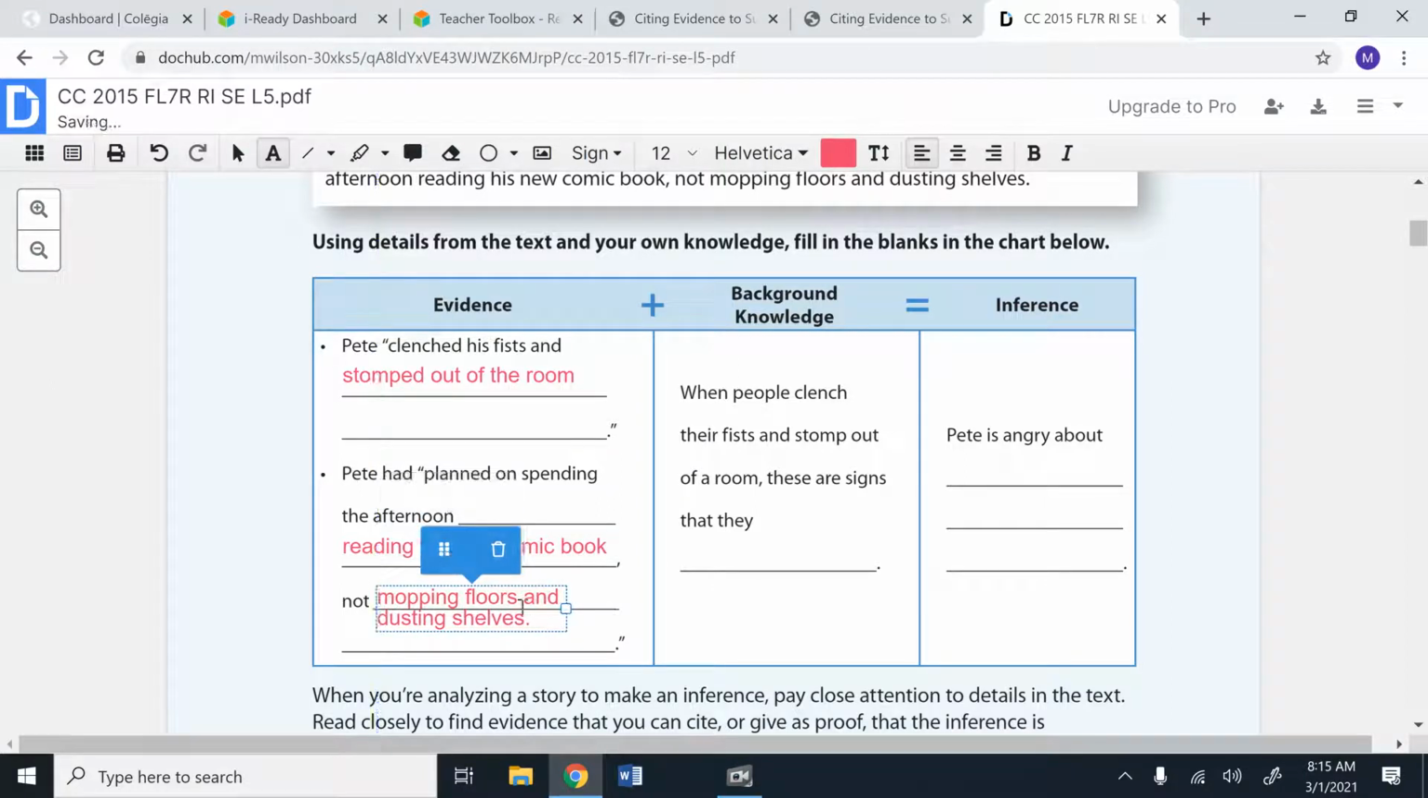Now that we have the evidence filled in, we can go ahead and fill in our background knowledge. It says when people clench their fists and stomp out of a room, these are signs that I know that these are signs that they probably feel angry. So I'm going to go ahead and put that in my chart. Now I need to pair up the evidence that we found and my background knowledge in order to create an inference. So here I can create an inference that Pete is most likely angry about having to do extra chores.